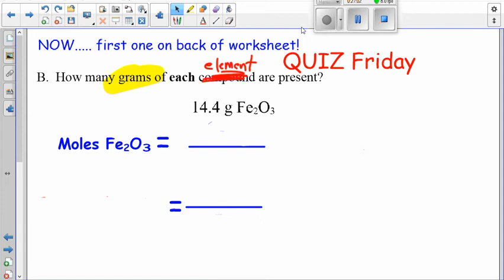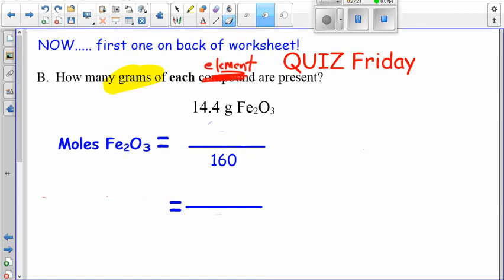What did you get? 155. I got a teeny bit more than that. 160. That's what I got. Each iron is worth 56, plus the 48 you get from the 3 oxygens. So 56 plus 56 plus 16 plus 16 plus 16 should add to 160.